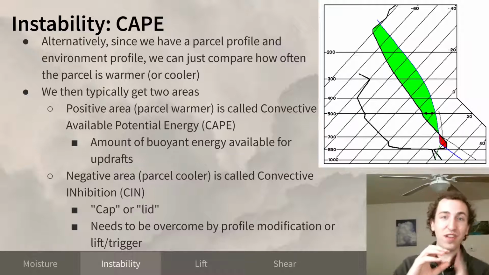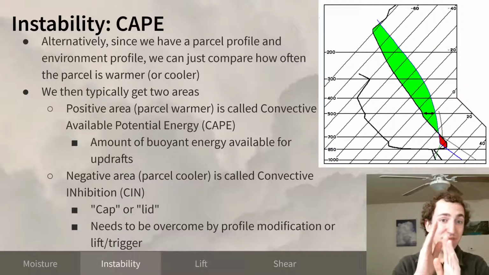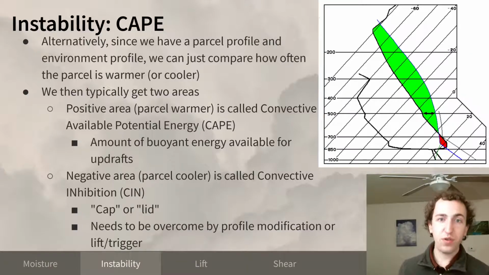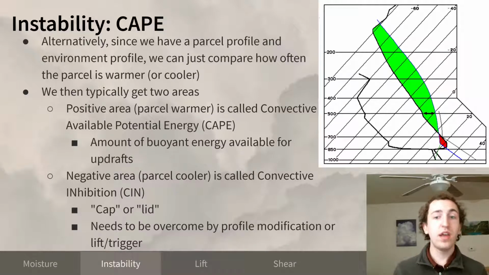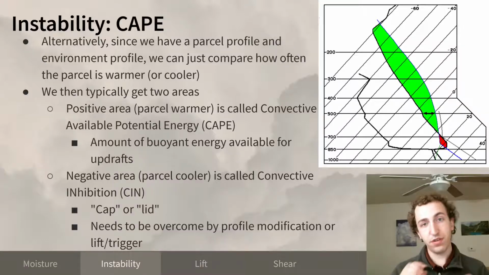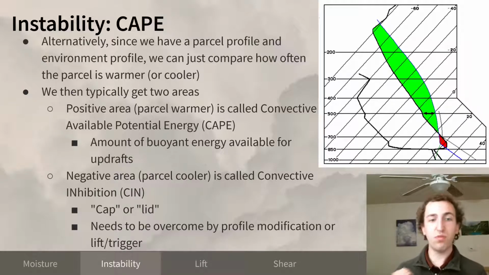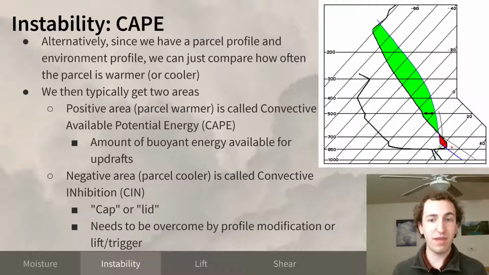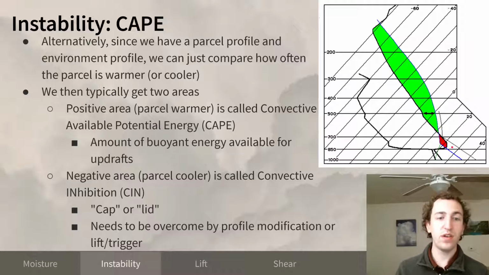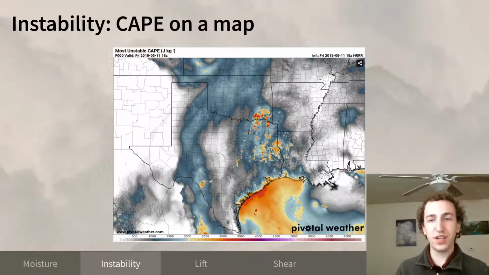Or sometimes if you want to cheat the profile, instead of needing that amount of energy from a trigger or lift mechanism, sometimes the profiles themselves change. Sometimes you get environmental air changing. So if you get cooler air blowing in aloft or warmer air near the surface, that can modify your profiles. Or you can also have your very surface temperature get warmer, or more moist, and that can shift the parcel profile over as well. Either way, in order to get convection to be realized, we end up having to get rid of that cin or overcome it through some kind of forcing mechanism. To talk about that forcing mechanism, or the trigger, we'll get to it in the lift section.